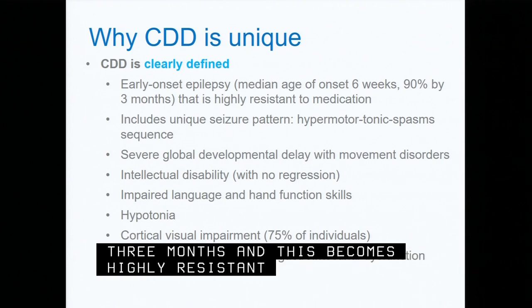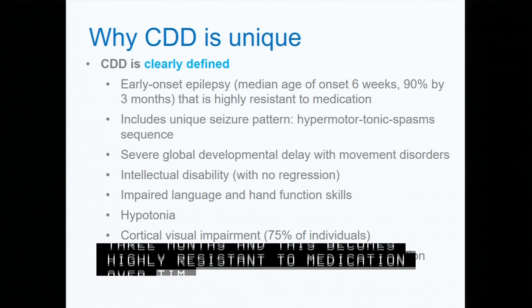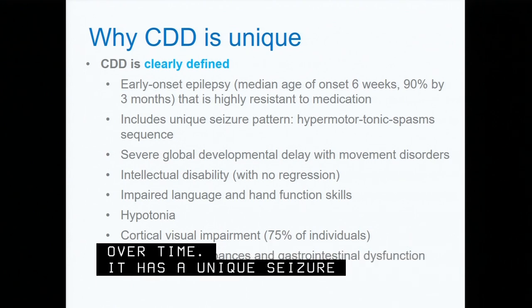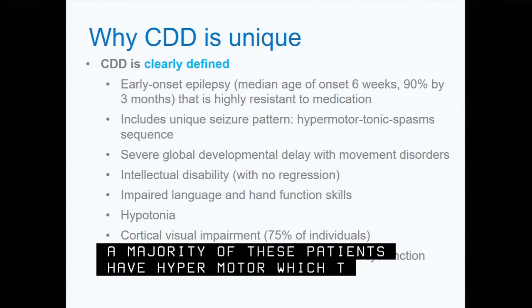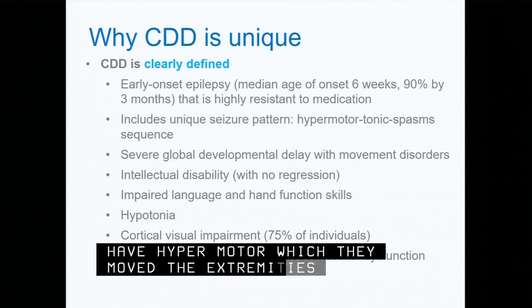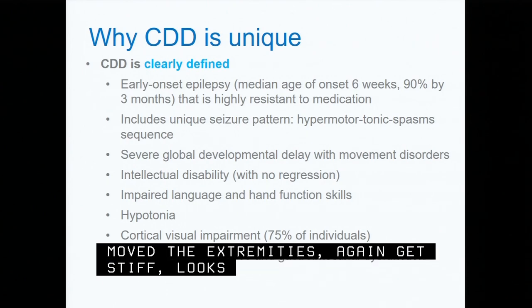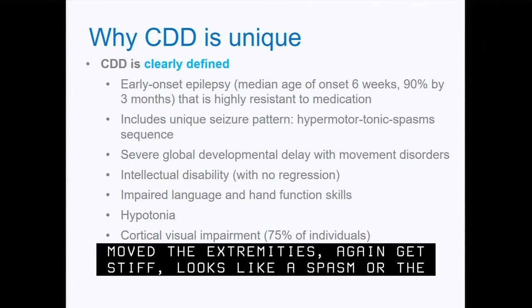A large majority of these patients have this unique pattern where they have this hypermotor phase, which means they just move all the extremities, not in your classic tonic-clonic type pattern. Then they get stiff or tonic, and then they have what looks like an infantile spasm or an epileptic spasm where their body comes in. And this sequence seems to be somewhat unique for CDD.